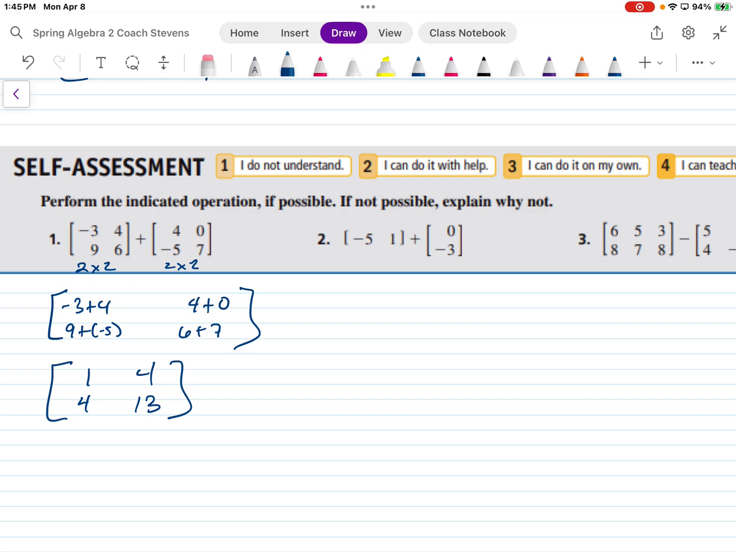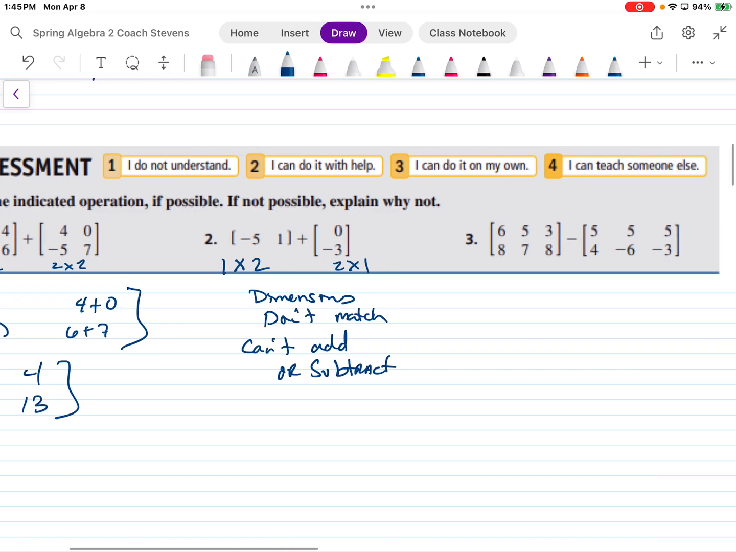On the next one, it's again the number of rows, so 1 by 2, and then it is a 2 by 1. Well, these things don't match. The dimensions don't match. With that in mind, we cannot add or subtract. Can't add or subtract, so you're done. All right, we cannot combine them.